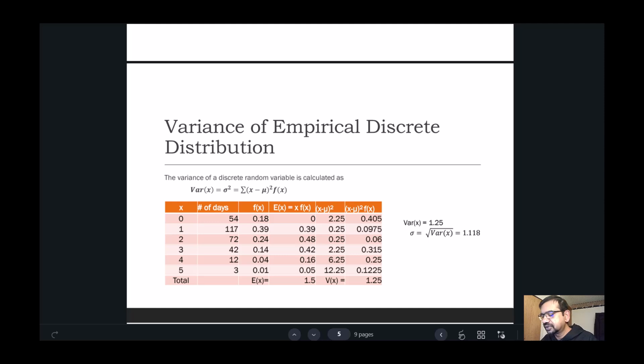And then the square root of variance is the standard deviation. So we can take the square root and we get the standard deviation. So this is how we use relative frequencies to get the expected value and the variance.